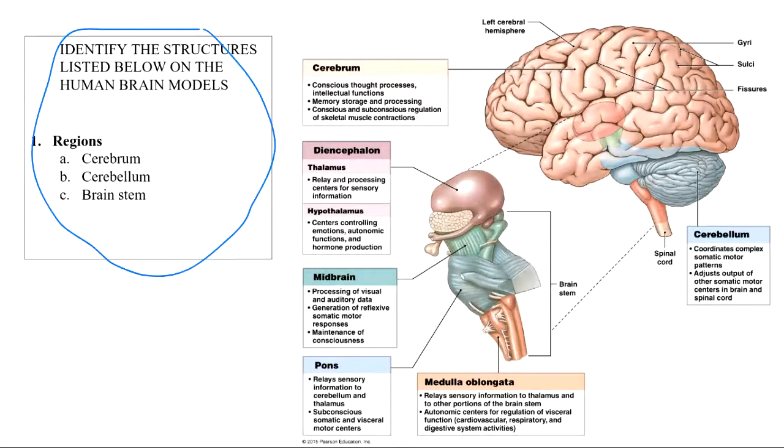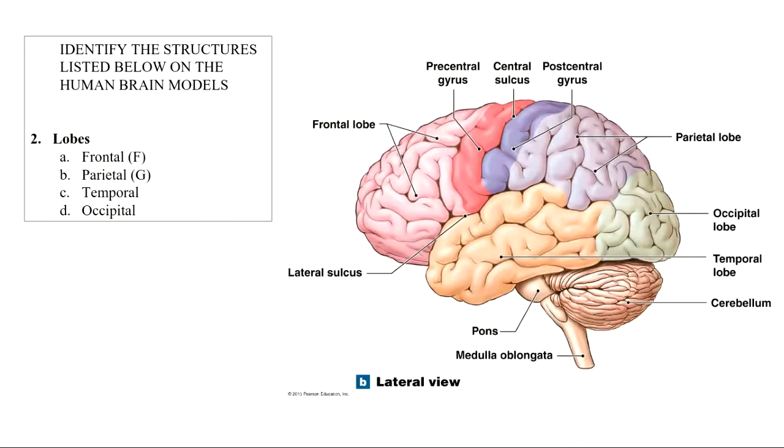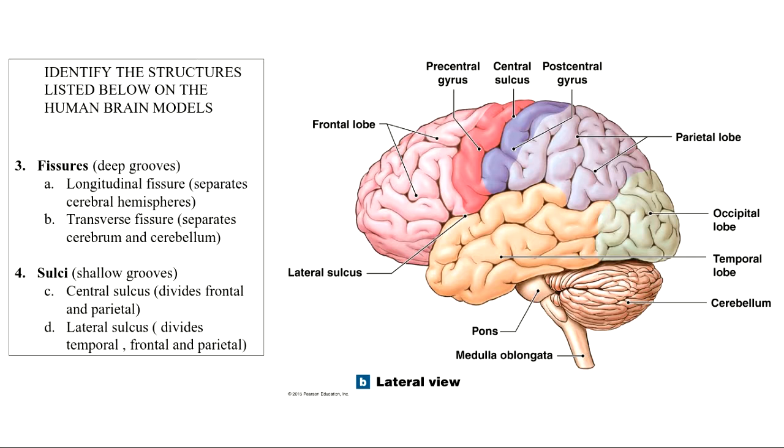First are just the regions: cerebellum, cerebrum, brainstem, different parts of those, as you can see listed in this picture here. Then the different lobes of the cerebrum: frontal, parietal, temporal, occipital lobe, which you can see clearly in this picture is sort of color-coded. Then on to the different fissures and sulci.